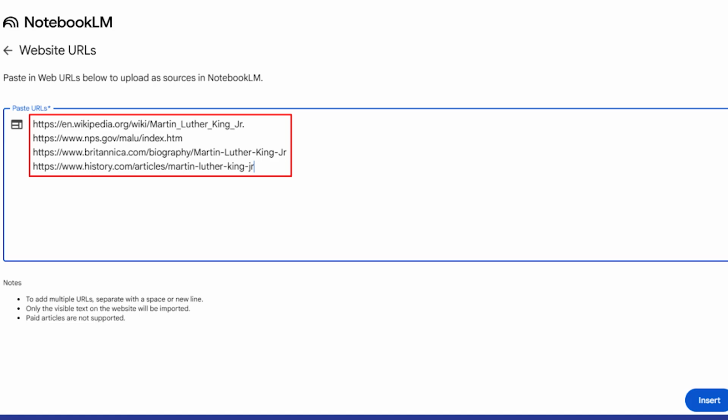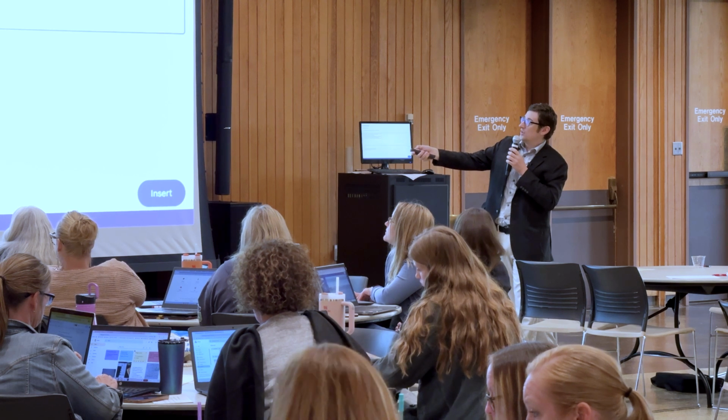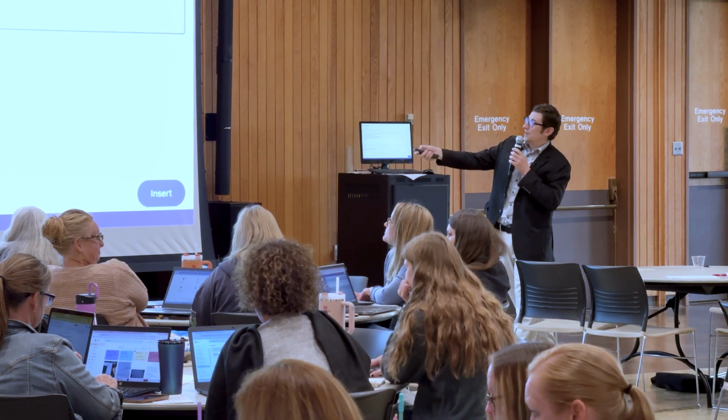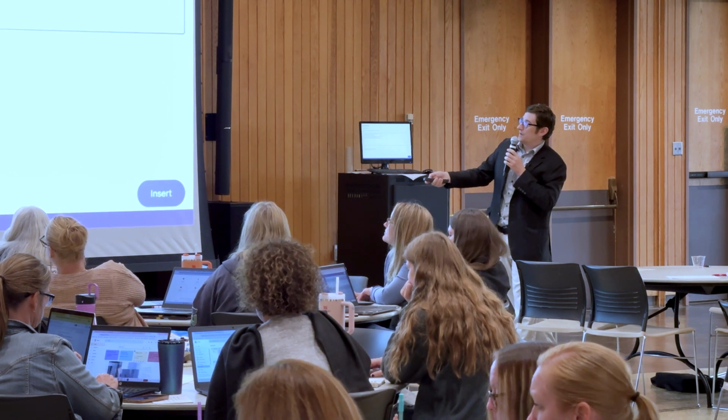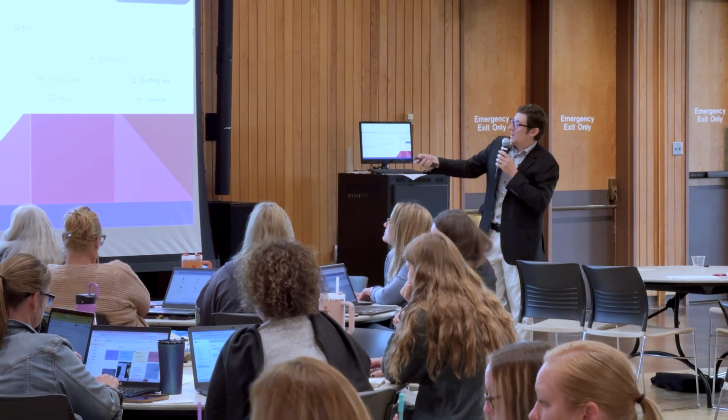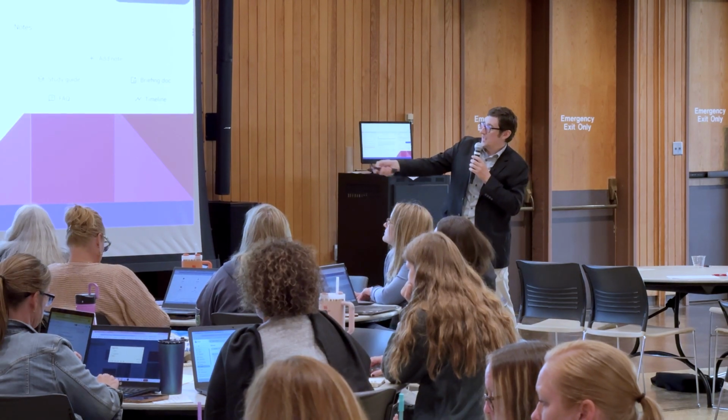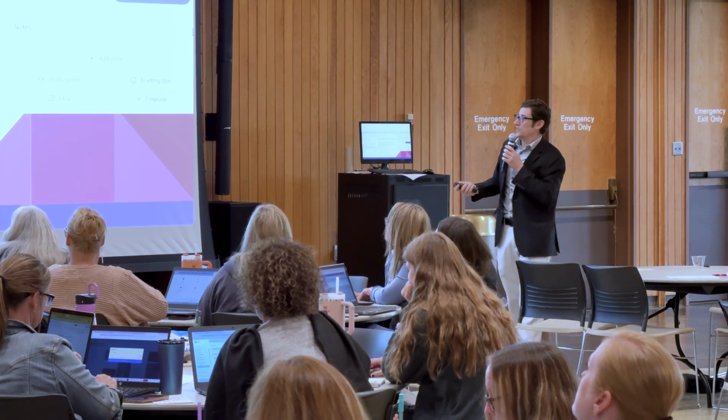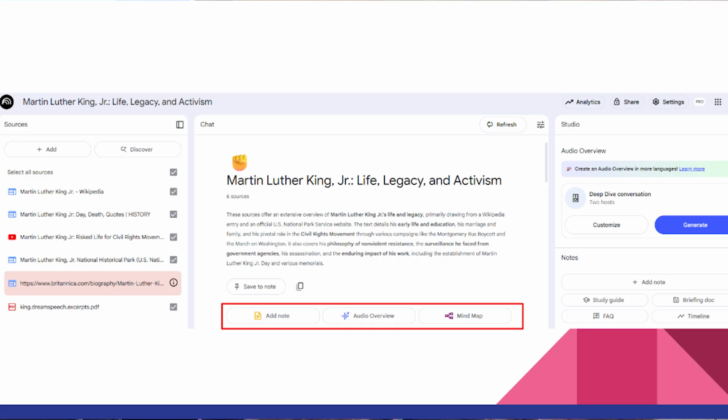So here's an example. I just put in some URLs for different things of different kinds of quality: Wikipedia, history.com, Britannica, and I also threw in a YouTube video and a PDF as well, just to see what it did with those. And so this is their workspace, and you'll have your sources here, and it creates a sort of summary, but it has lots of ways to engage with this.